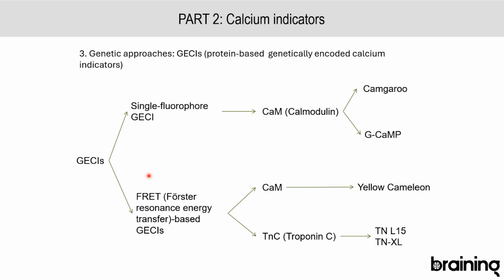Then we also have the FRET, the Förster resonance energy transfer based GECIs, which also have calmodulin in their structure, and they also have troponin C in their structure. So there are different types of proteins that are involved in these FRET-based, protein-based genetically encoded calcium indicators. I'm going to focus on the GCaMP protein and also on the yellow chameleon.